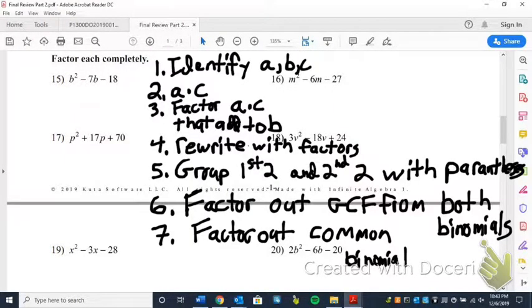So when we're doing them and a doesn't equal 1, there are some steps to follow. Now you should have these steps in your notes, but I went ahead and gave them to you anyway. These look awfully close to the 9 steps we used when we were solving them. But since we're not actually solving them, we don't have step 1 or step 9. So identify A, B, and C. Multiply A times C. Factor out A times C and find the factors that add up to B.